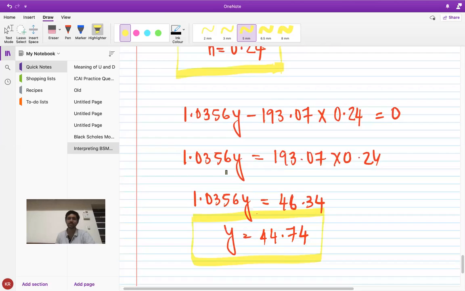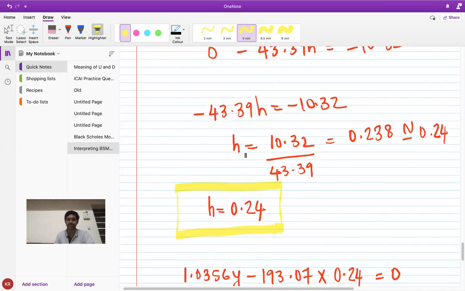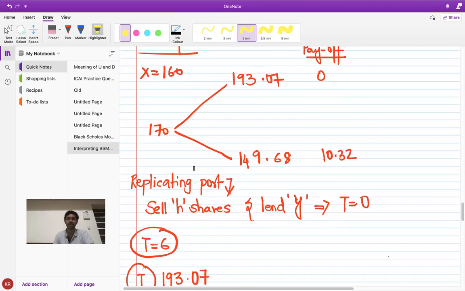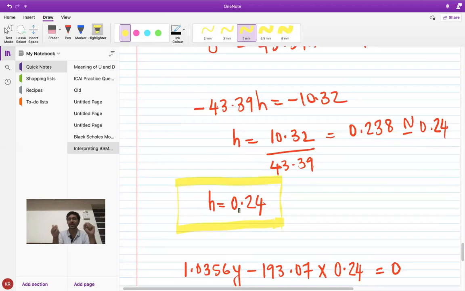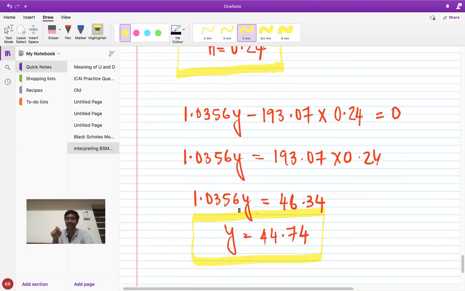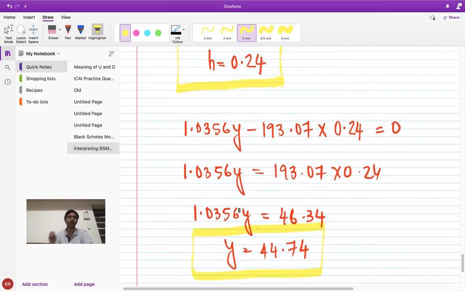Okay, fine, we have got some numbers, but first let us interpret those numbers. What we are saying is a put option is equivalent to selling of shares. We said a put option is equivalent to selling H shares, where H is equal to 0.24. So a put option can be replicated by selling 0.24 shares and lending $44.74 or 44.74 rupees. A put option today can be replicated by selling 0.24 shares.